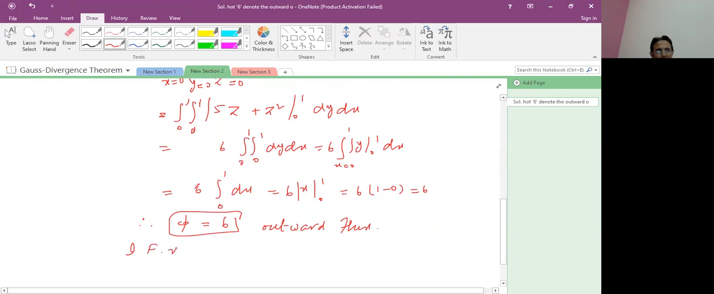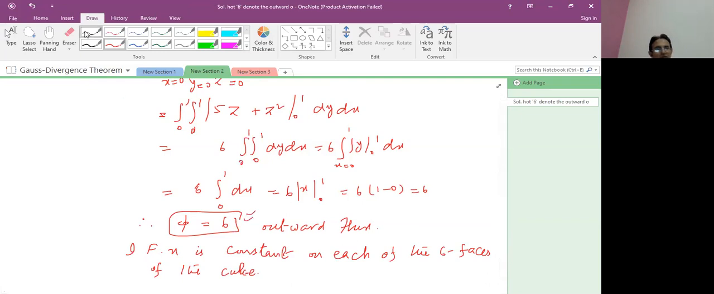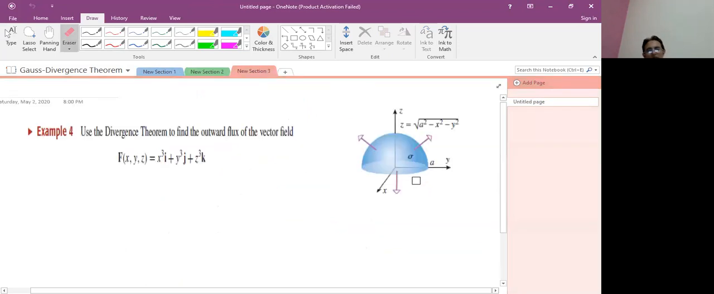F dot n is constant on each of the 6 faces of the cube, because a cube has 6 faces. So that's why our outward flux is 6. So these are the applications when we apply the divergence theorem.